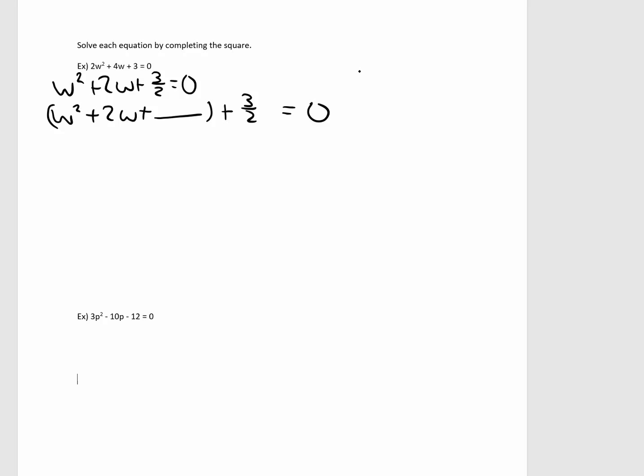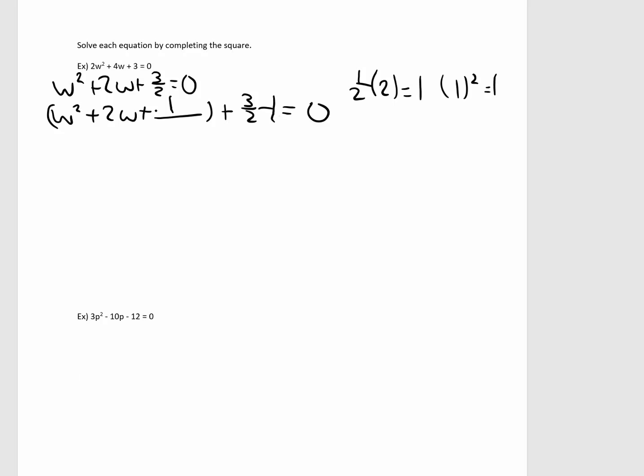Okay, let's take a look at the next example. Notice here the leading coefficient is a 2, so I must divide every single term by 2 first. Let's write it of the form. So let's complete the square on the side. Half of 2 is 1, and 1 squared is 1. So add 1 and subtract 1.